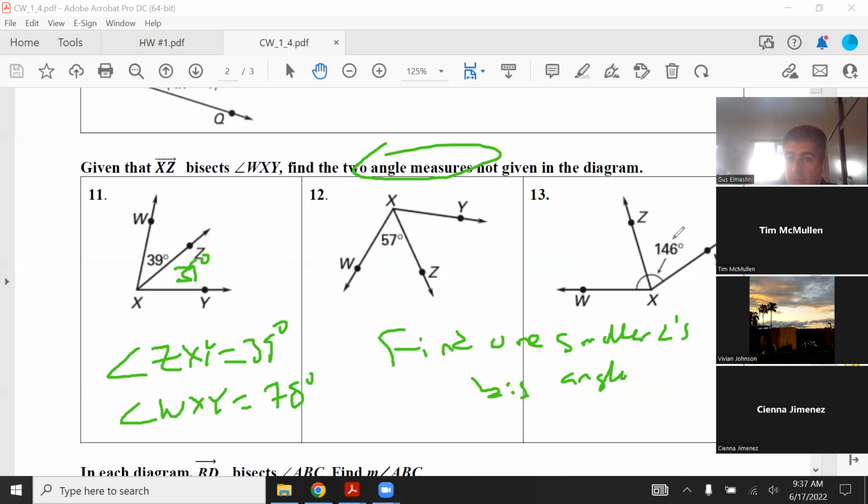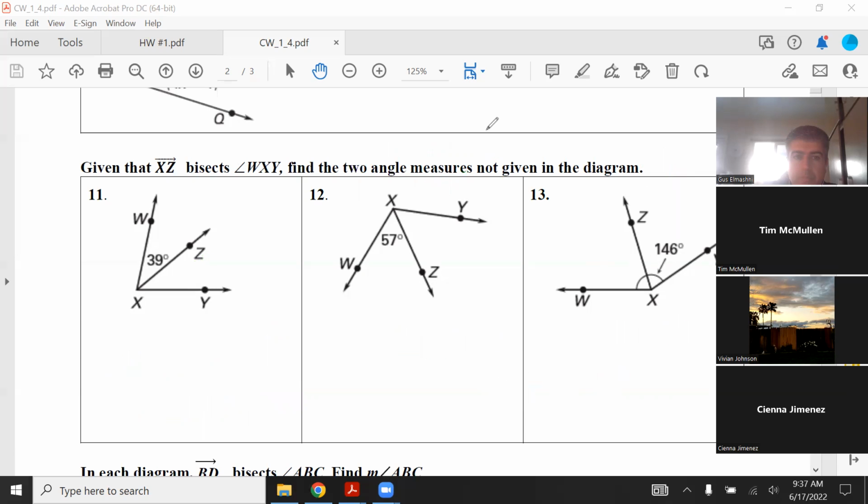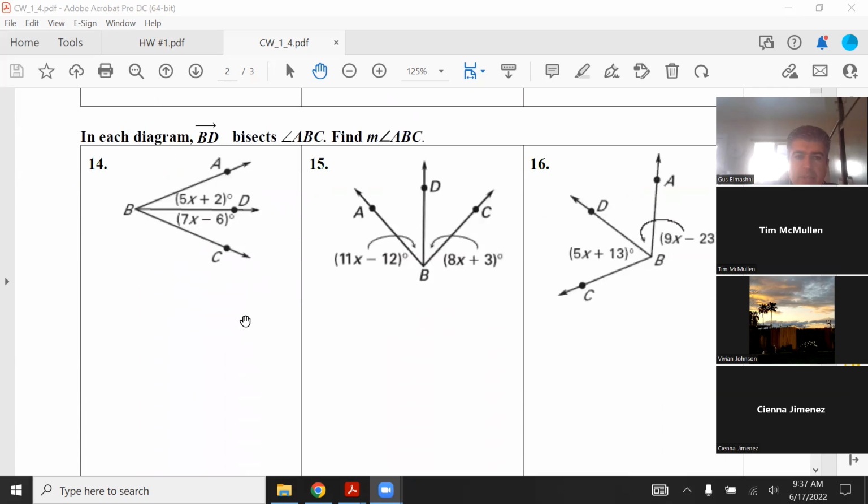For number 13, actually, they do give you the big angle. 146 is the big angle. So you got to find the two smaller angles. And bisecting means cuts in half. And then lastly, more algebra. So 5x plus 2 is going to equal 7x minus 6. These are the same, because it bisects, right? Cut in half. So the two smaller angles are identical. And you're told that one of the small angles is 5x plus 2, the other one's 7x minus 6.